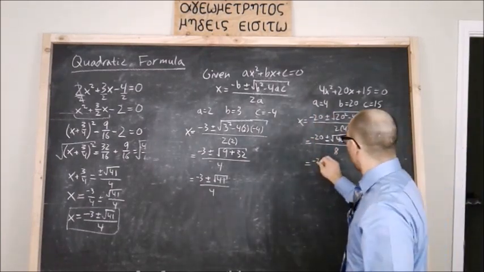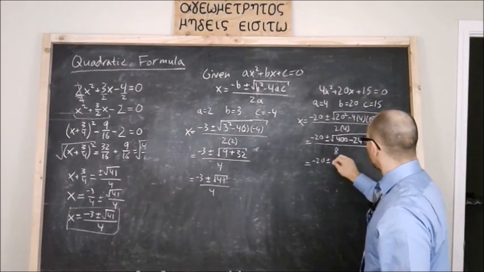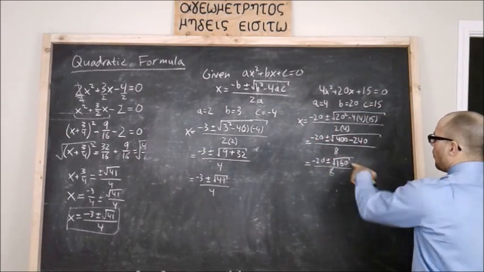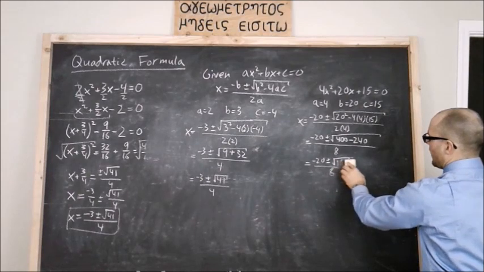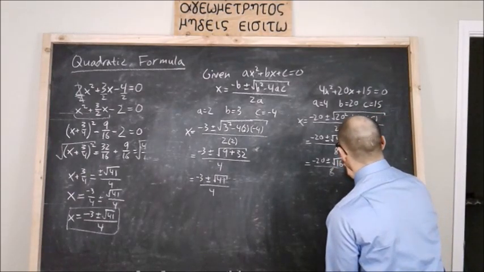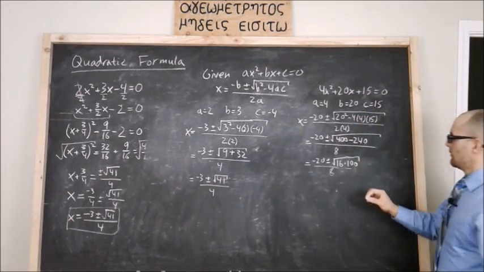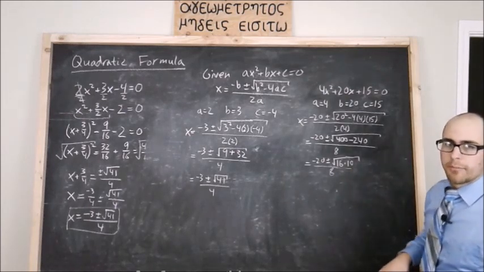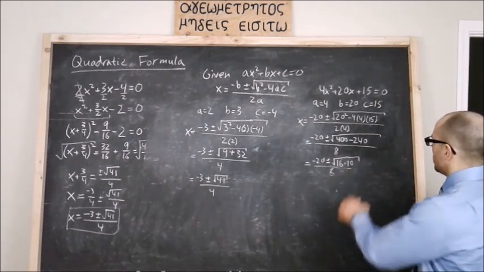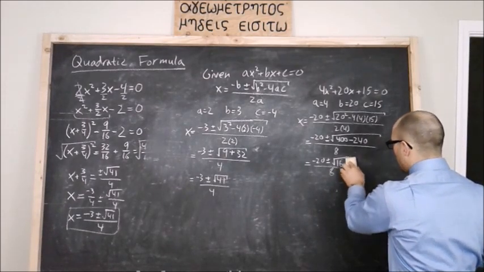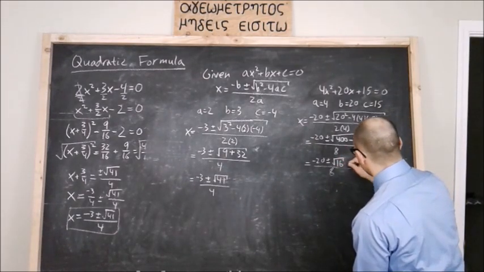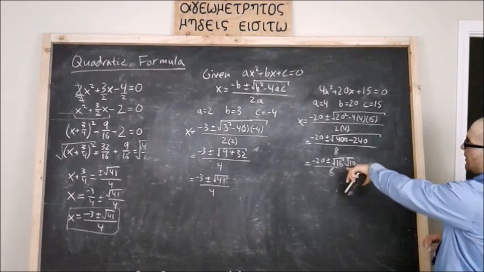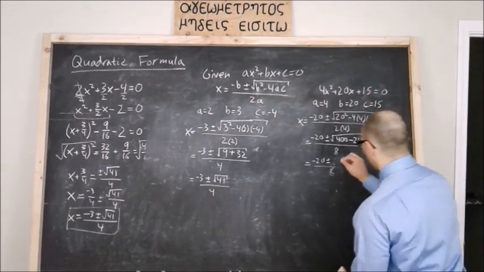So negative 20 plus or minus the square root of 400 minus 240. That's going to be 160, all over 8. Okay, 160 is the same as 16 times 100. No, 16 times 10. See? Checking if you're paying attention. Now, the square root of 16 times 10 can be rewritten as the square root of 16 times the square root of 10. Okay, I just separated those out. The square root of 16 is 4.